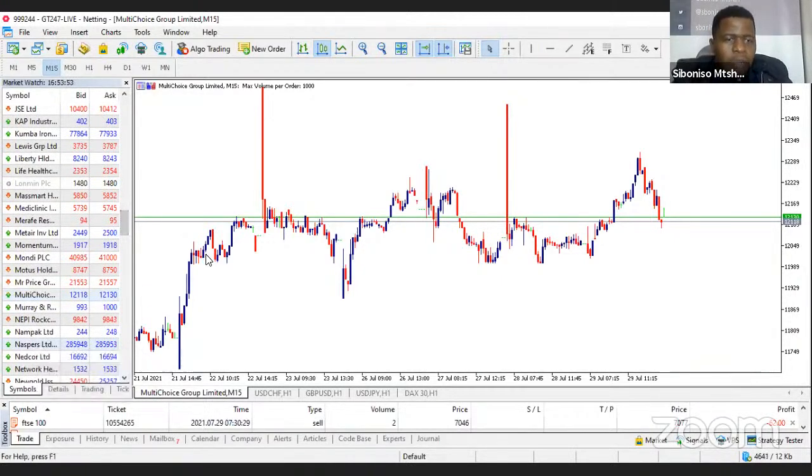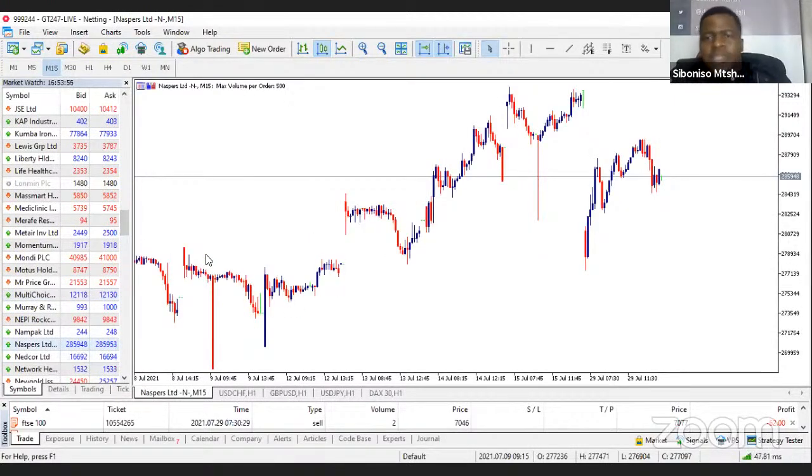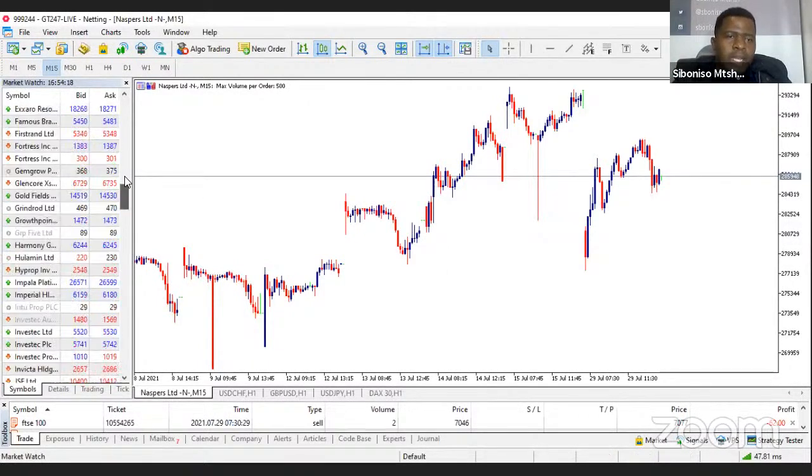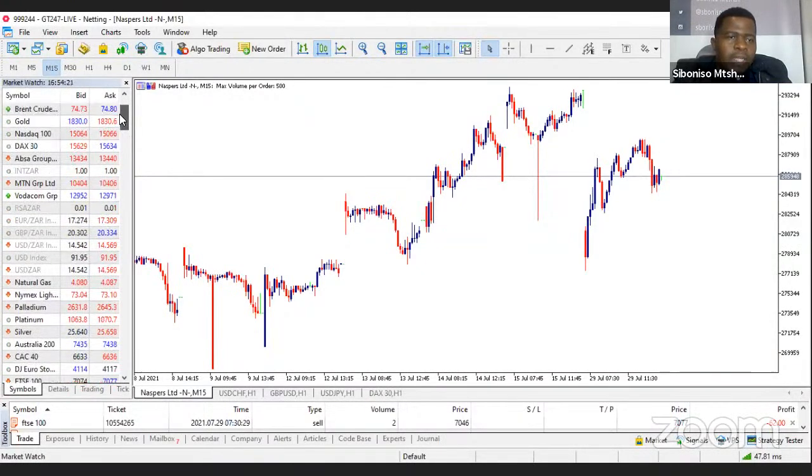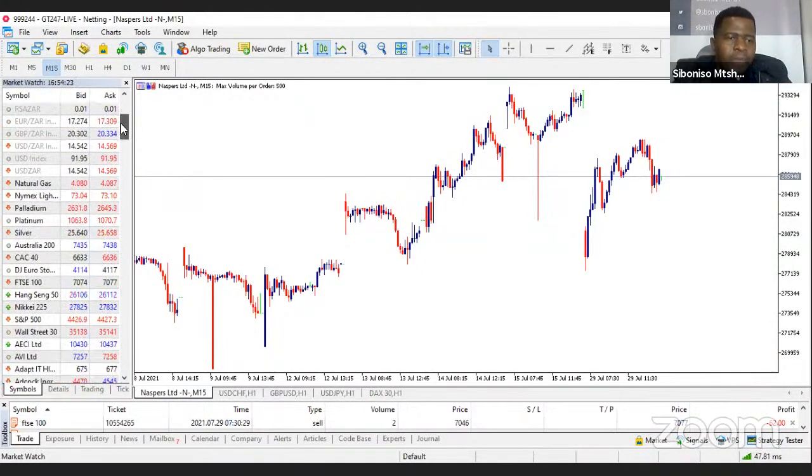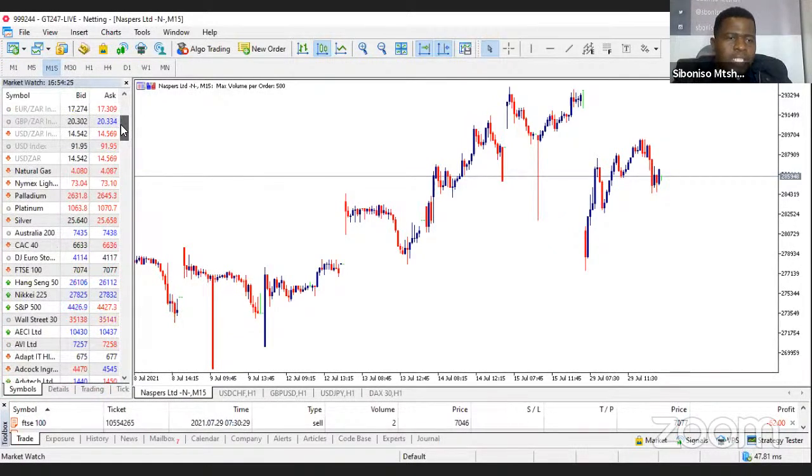Okay, so let's check out Nespass. Nespass opened low today at around 2.77, but it tried to retaliate. Every time it opens low, it seems like it's pushing up. But all you do, with proper analysis in place, then you can be able to work the market smoothly and so perfectly. Okay, so I hope that is clear.